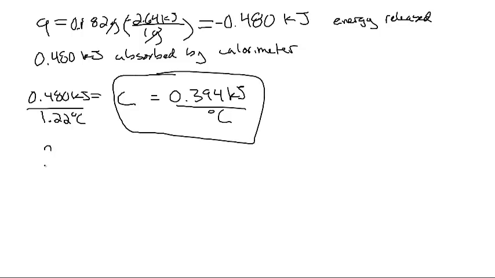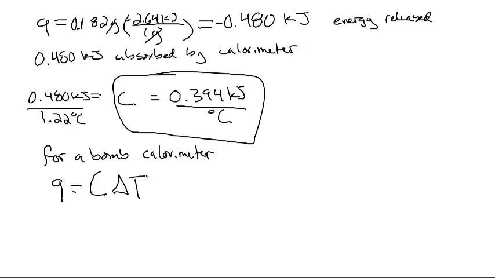For a bomb calorimeter, we're not going to talk much about bomb calorimeters, but the equation is Q equals big C delta T, where this is no longer specific heat capacity. This is the total heat capacity. When you have the total heat capacity, it's like you're multiplying the mass times the specific heat capacity already.